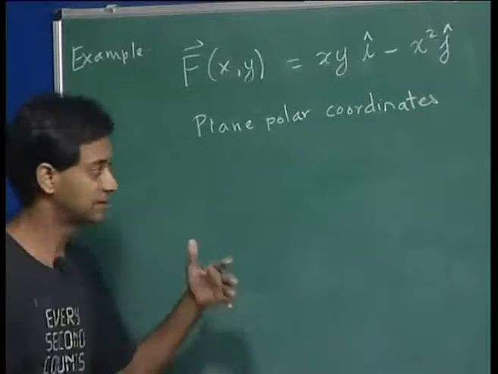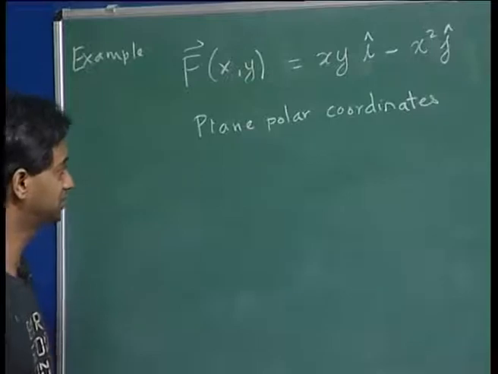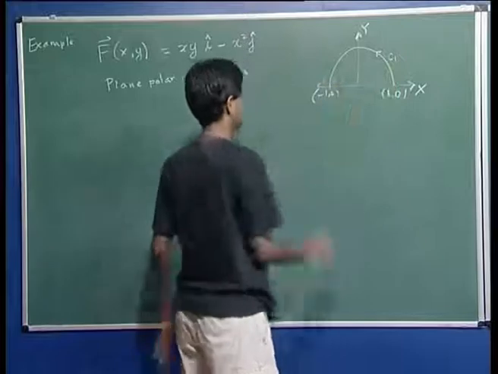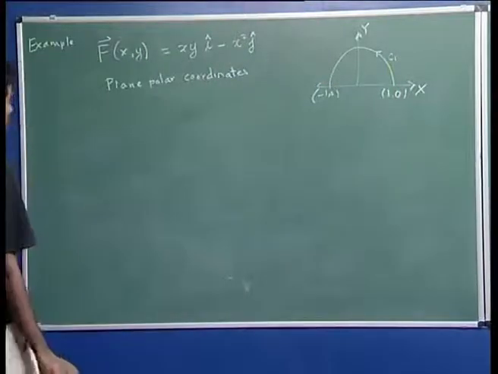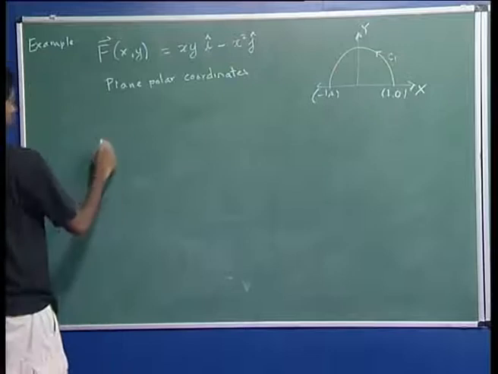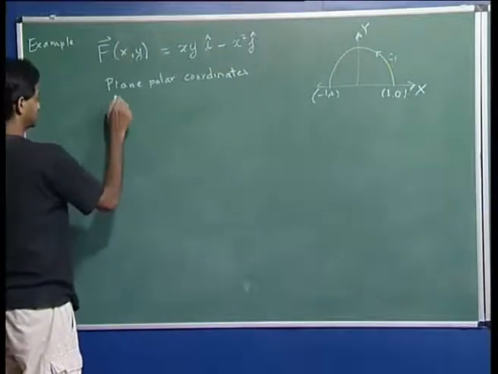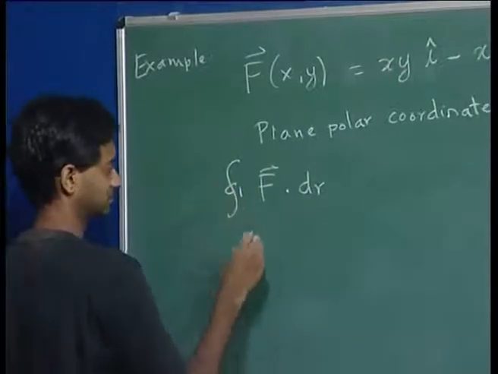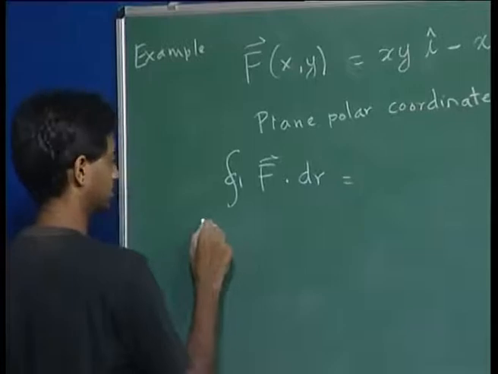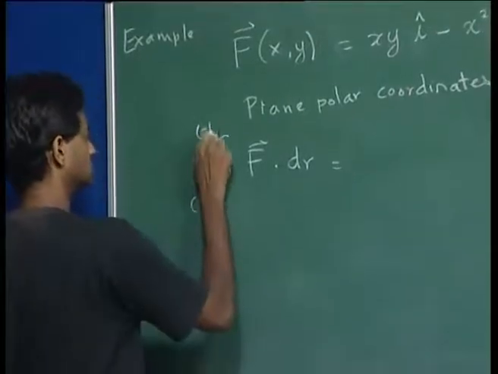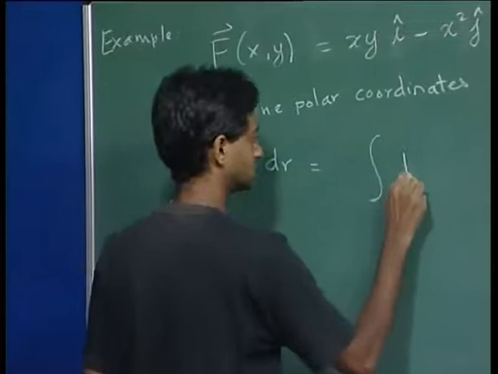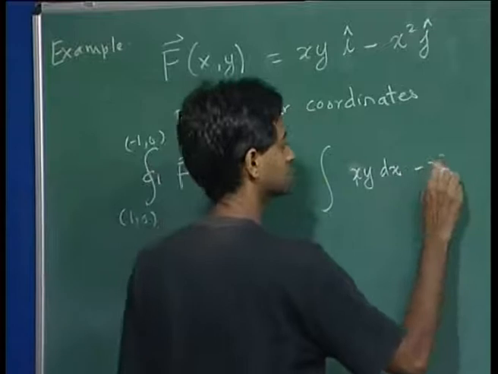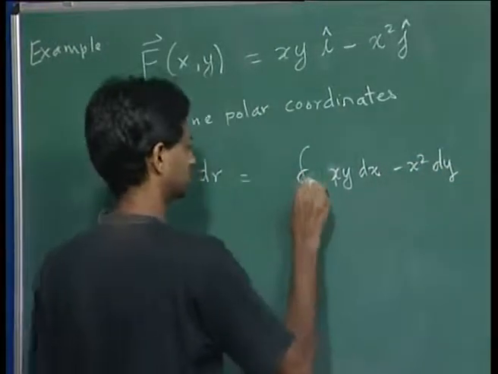Okay, so often it's easier to solve some integrals in plane polar coordinates, and especially when you have a path that traces out a circle, then it's better to go to polar coordinates. So how would you do this integral in polar coordinates? So first thing, you'll write f dot dr, integral xy dx x square dy along C1.